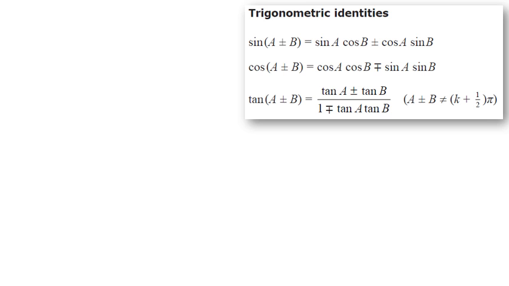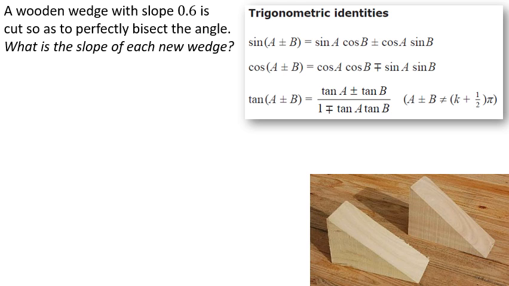Going to do another quick example with tan because it's so nice. If you have a wooden wedge with a slope of 0.6, so the opposite side is 0.6 times the adjacent side, we want to bisect the angle, so we have 2 wedges with identical angles, and we want to know the slope of each wedge. It's tempting to think it's going to be 0.3, but that's not how these things work.